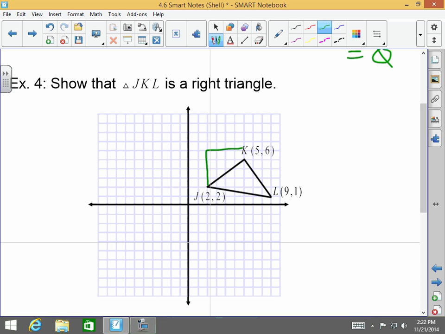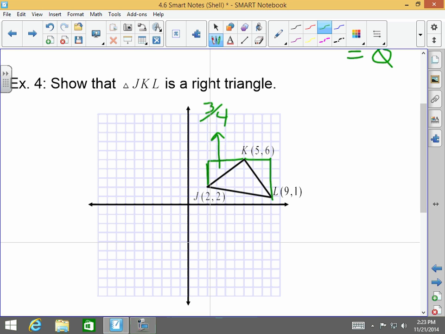Correct? No, I went up too high. Sorry. It's hard with the stylus here to see what's going on. So that's 1, 2, 3 over 1, 2, 3, 4. So that slope is 3/4. Now, let's see what the slope of KL is. I've got here 1, 2, 3 over 1, 2, 3, 4.